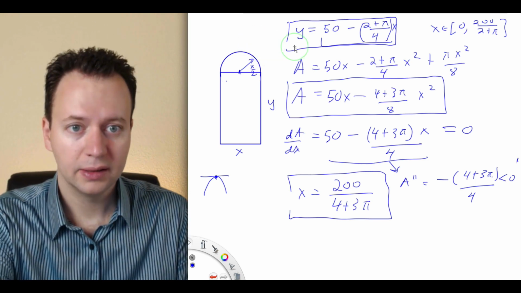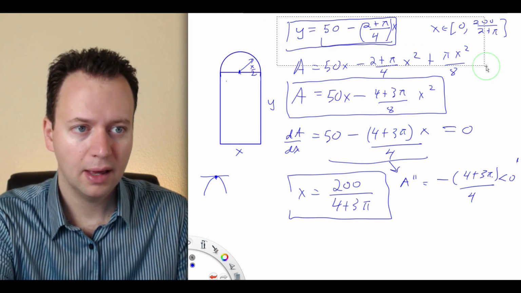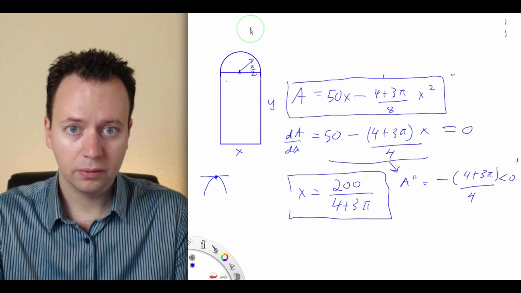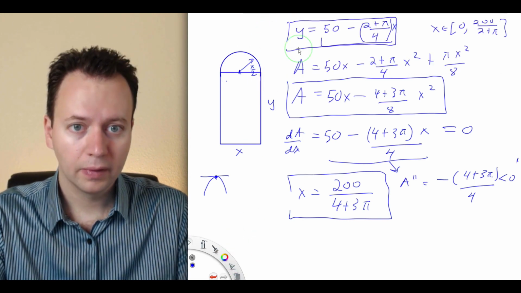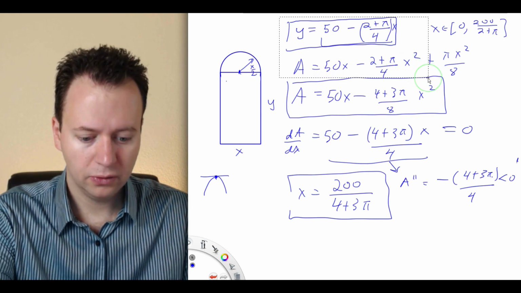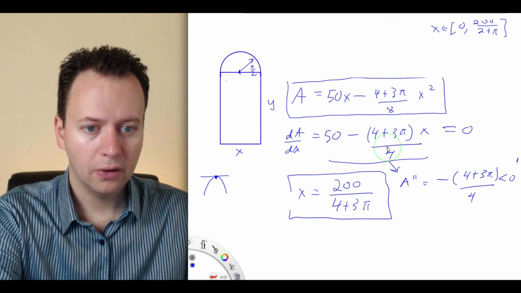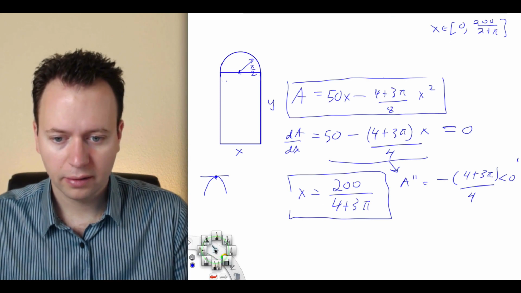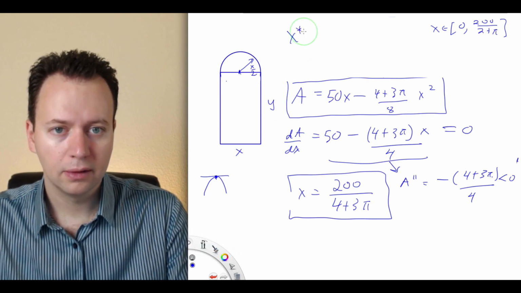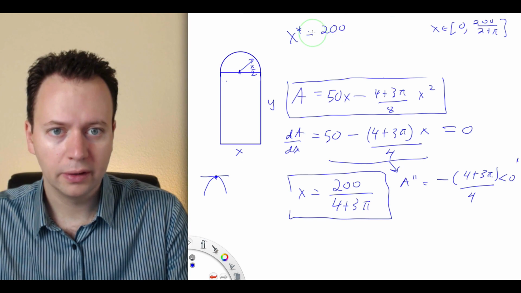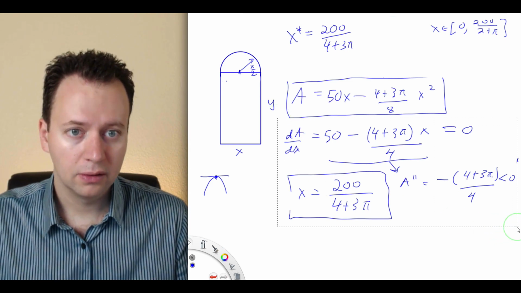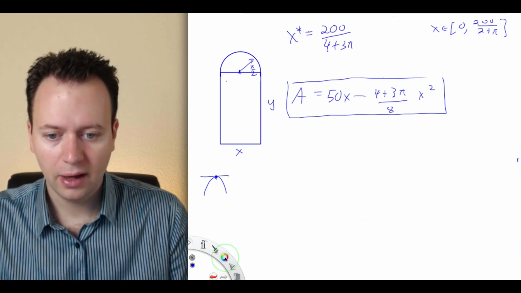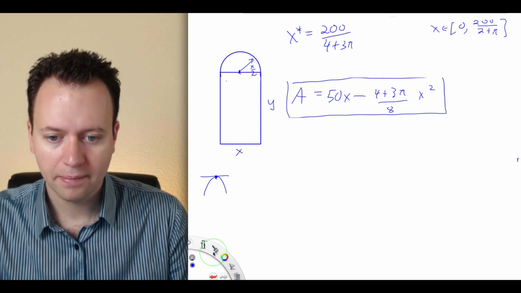let's move some space up here. Actually, we don't need any of this anymore. Okay, actually, let's do it like this. Okay, so x star, the critical point, is 200 over 4 plus 3 pi. So next we want to insert that into the equation for area to find the maximum possible area.